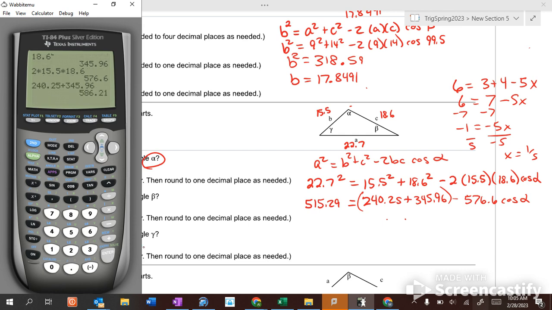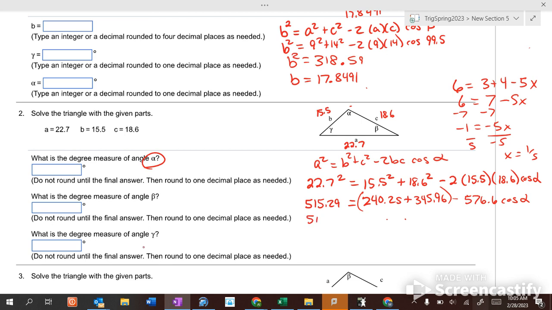So 515.29 equals 586.21 minus 576.6 cosine of alpha. And it is so tempting to just take this minus this to get like 10 point something. But we can't do that because we're multiplying here, and order of operations doesn't allow us to do that. We have to subtract and then divide.